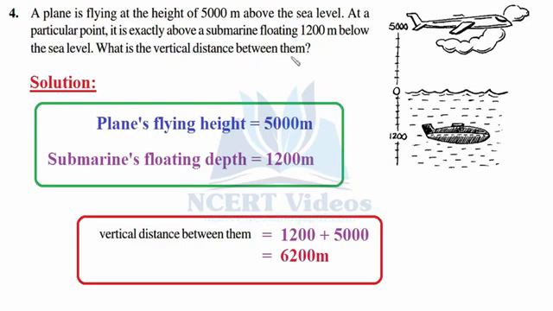It is very easy. You just have to add the distances. That will give you the total height. Now the plane is flying at 5,000 meters, and the submarine is at a depth of 1200 meters. You add it, you get 6200 meters, or 6 kilometers and 200 meters. That was your fourth part.